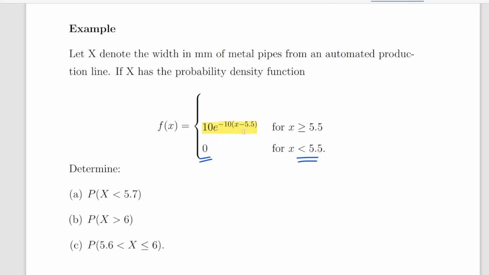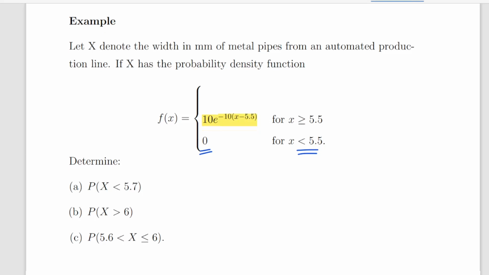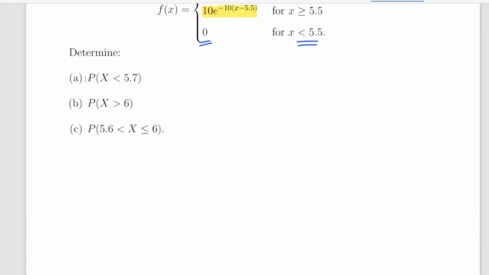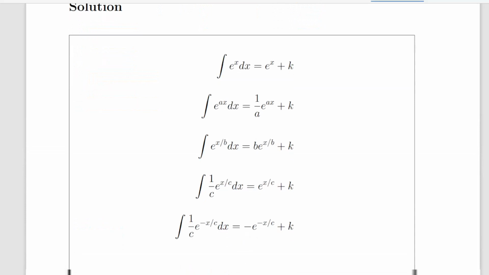10 times e to the minus 10 times x minus 5.5. Okay? Now what we're asked to do here is calculate the probability of x less than 5.7, greater than 6, and between 5.6 and 6. So essentially what we're going to do is 3 definite integrals using the probability density function.